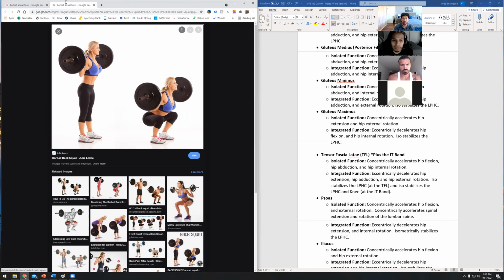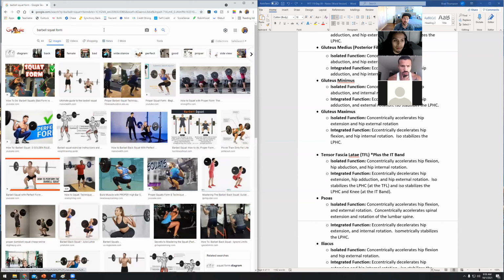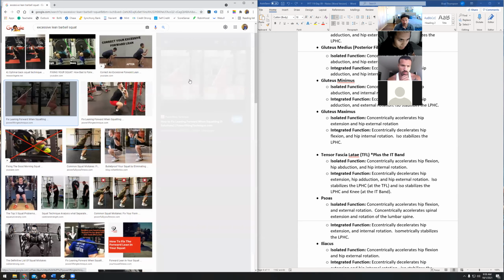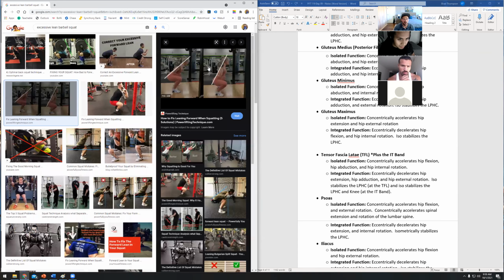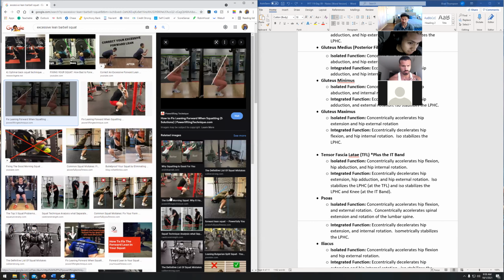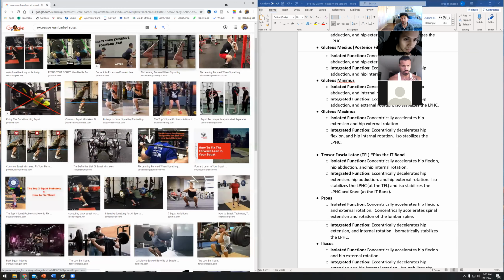But the reason we tell people not to do that is because most people squat really far forward. Excessive lean barbell squat. A lot of people will dump their chest forward, and then that causes their knees to drift forward as well. So really what I want you to do is keep a nice flat neutral spine. And if I say, don't let your knees drift past your toes, it's going to land for a lot of people.